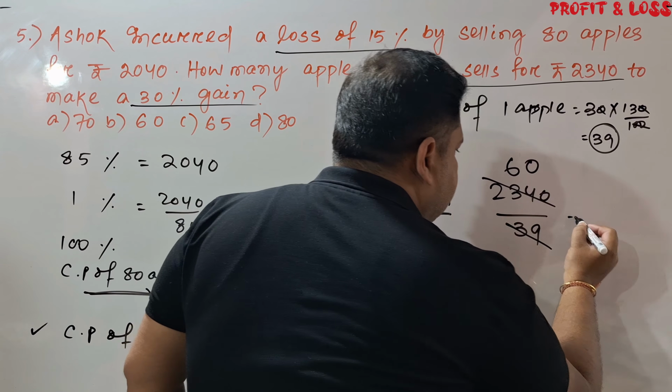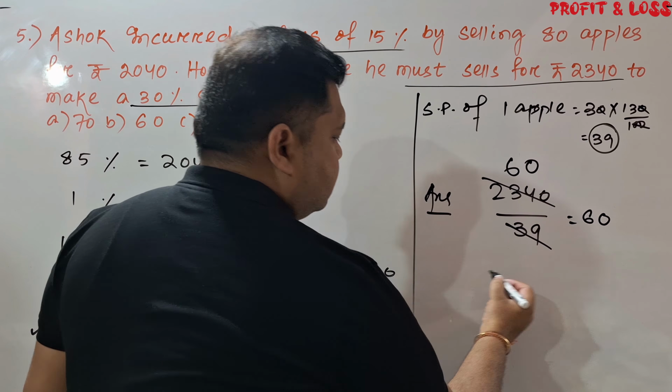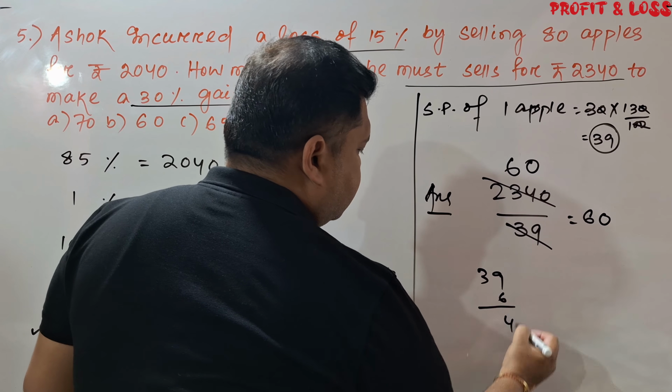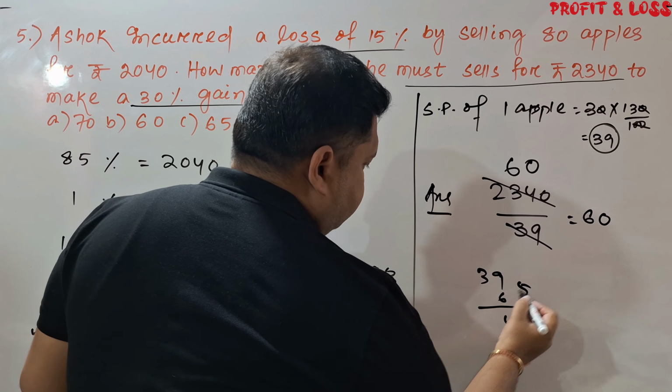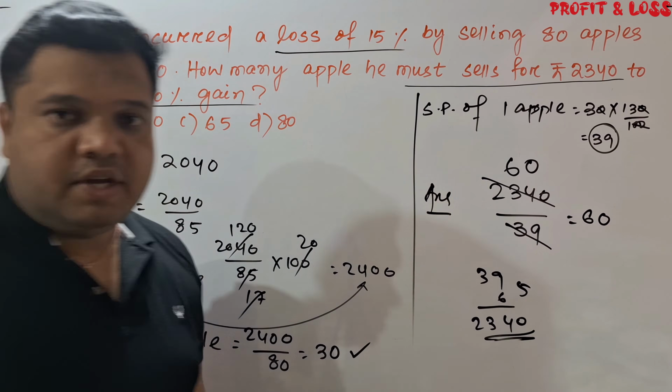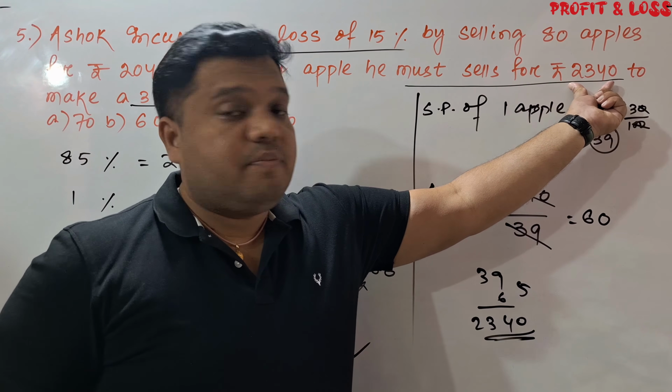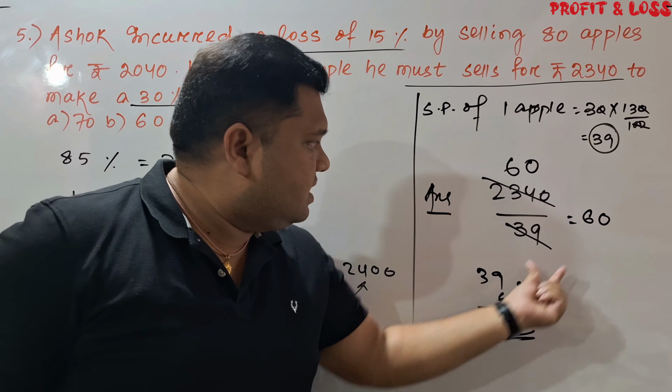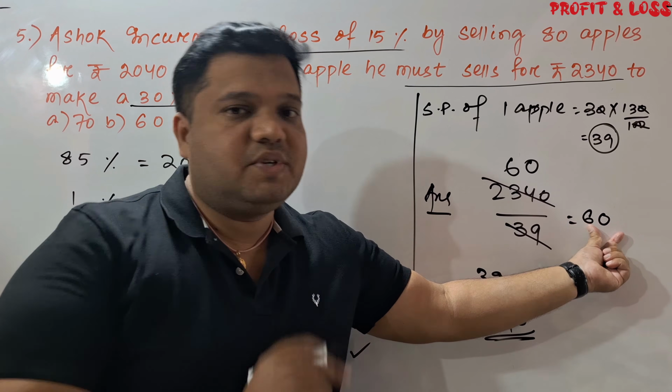So 60. Answer is 60. You can check it. 39, 6, 54, carry 5. 18, 3, 18, 5, 23. 2340. So at this price, how many apples can he sell? Now he can sell 60 apples to get 30% profit.